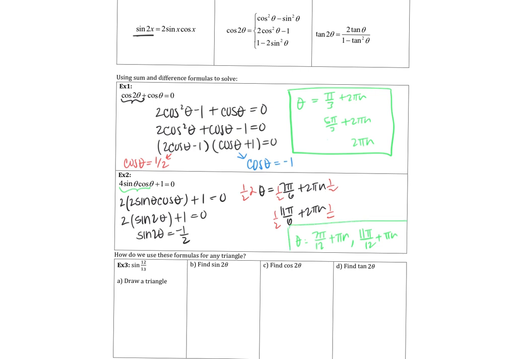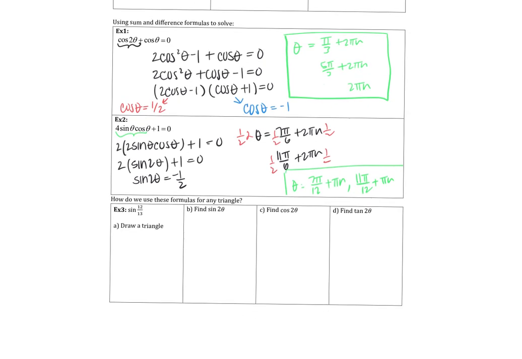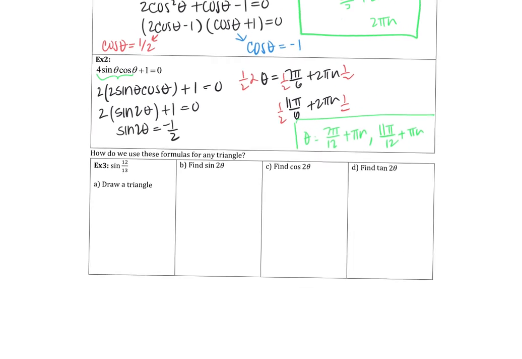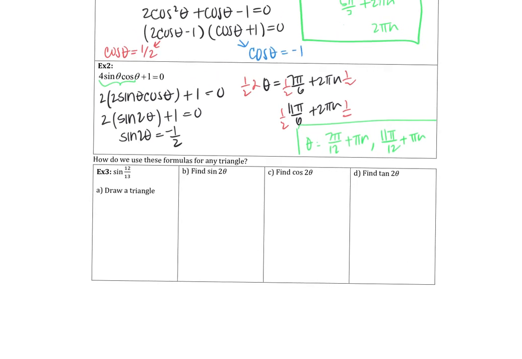And last but not least, down here it tells you, how do we use these formulas for any triangle? Well, we definitely can do that. But we're going to change this problem. It's just kind of missing some elements here. We're going to say cosine u actually equals -2/7. And you also need the given information about what quadrant this triangle's located in. This is saying it's between pi/2 and pi, which means this triangle is in quadrant 2.